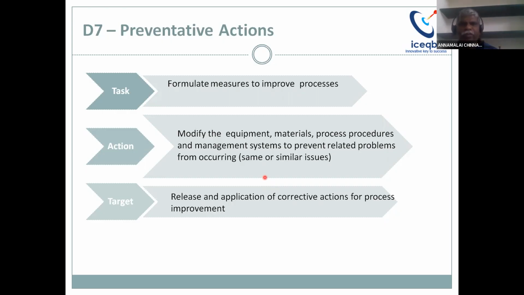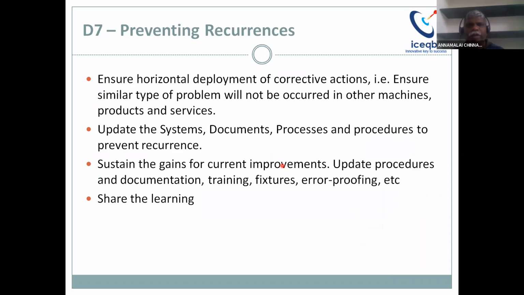So modify the equipment, materials, process procedures, or management system to prevent the related problems from occurring. That means whatever problems you have faced and whatever solutions you have implemented, you make a proper documentation and share it with the relevant people, so that they can also implement the solution before they come across this particular problem in their areas. So ensure the horizontal deployment of corrective action.